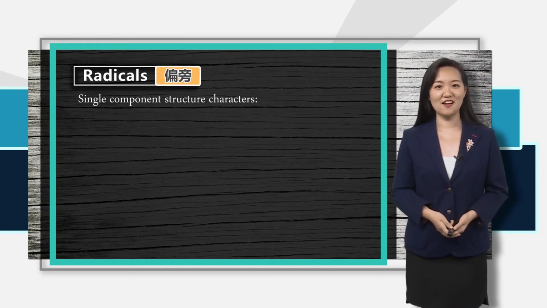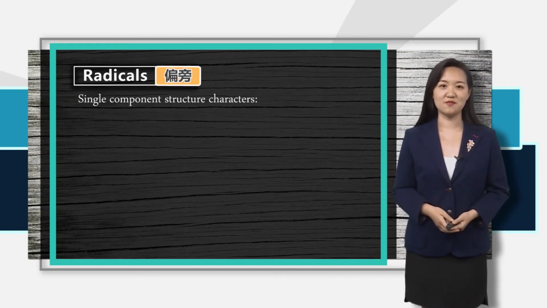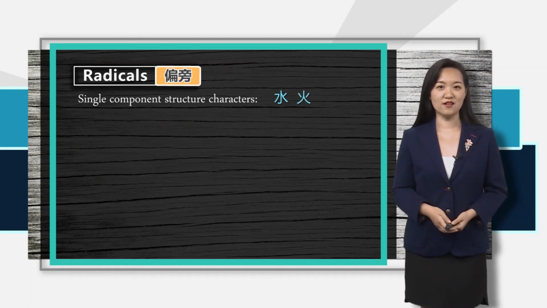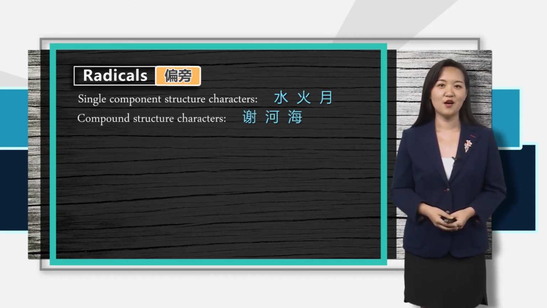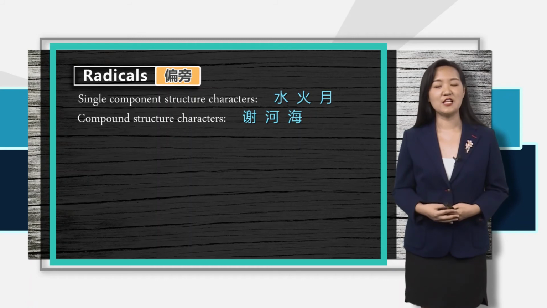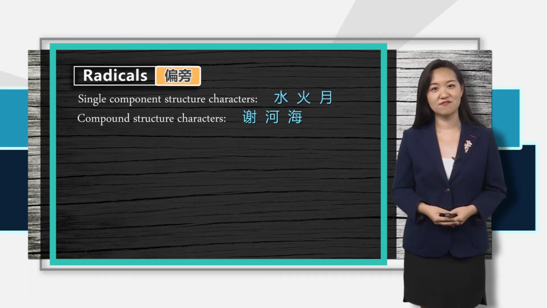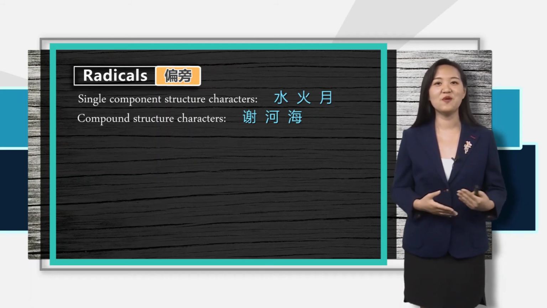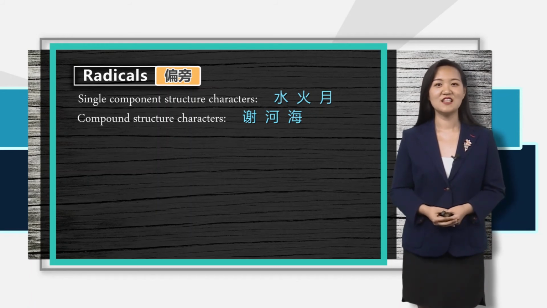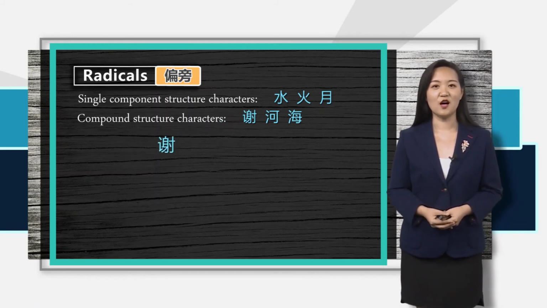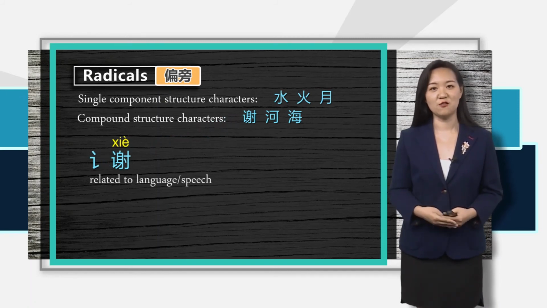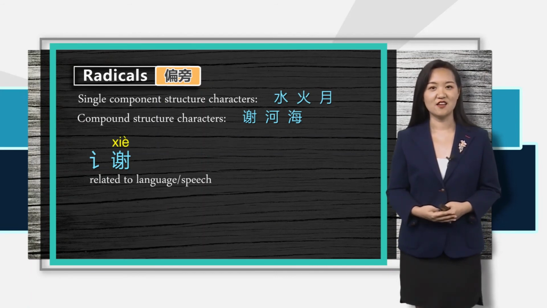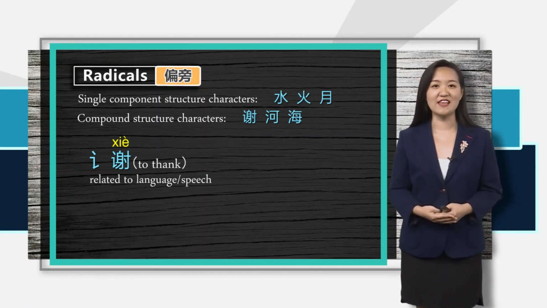Single component structure characters are usually pictographic. For example, 水, 火, and 月. You can guess their meaning by their shapes. For compound structure characters, they look more complicated because they're formed by Chinese radicals and bodies. But you can still guess their meanings by different parts. For example, 谢谢. The left part of 谢 is called 言字旁, which is usually related to language and speech. 谢 means to thank. You will have to say it out, isn't it?